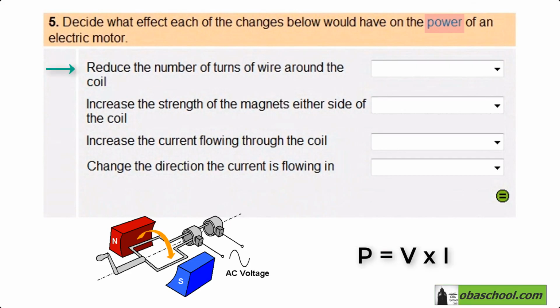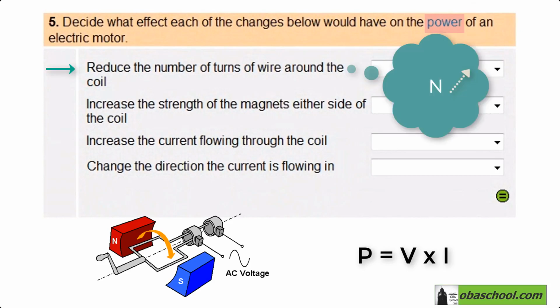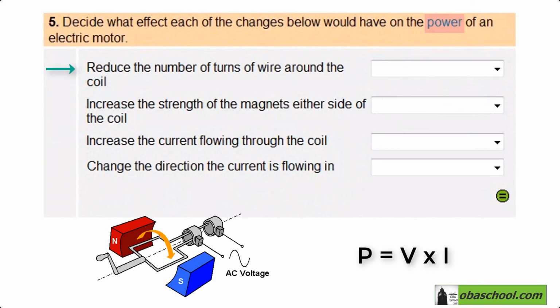Now, if we reduce the number of turns of wire around the coil, what would happen? Does the power increase or decrease or stay the same? Note that when you increase the number of turns, you increase the voltage across. So I think you can give the correct answer now. That's true. If you reduce the number of turns, you reduce the voltage, and so the power decreases.